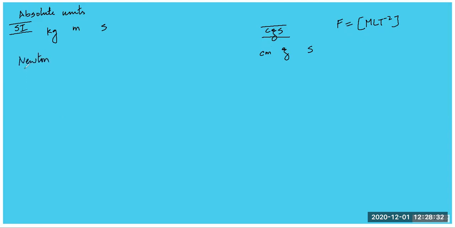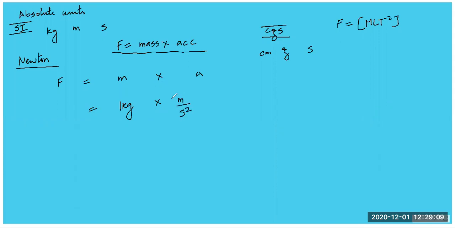How do we define Newton? We have learned from the second law of motion, F is mass times acceleration, so F is equal to M into A. If I take mass as 1 kg, that is a basic unit in SI system, and if I take acceleration as 1 meter per second square, I will get force as 1 Newton.